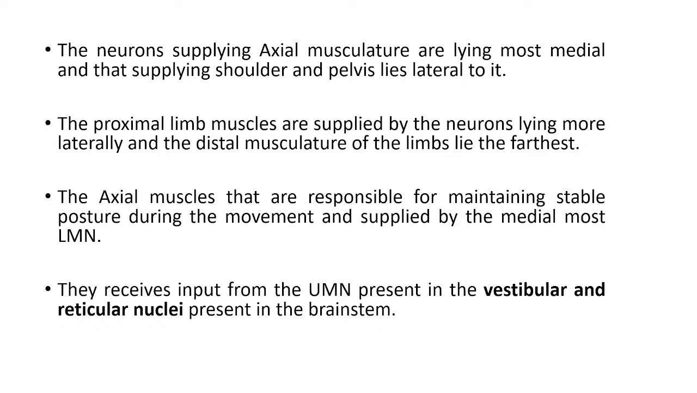So, arrangement कैसी है? What type of arrangement is there in the anterior horn of the spinal cord? The neurons supplying the axial musculature, axial or midline musculature, the back muscles, the trunk muscles or the proximal most muscle. The lower motor neurons in the anterior horn supplying the axial musculature are lying most medial, and those supplying the shoulder and pelvic region are lying lateral to it.